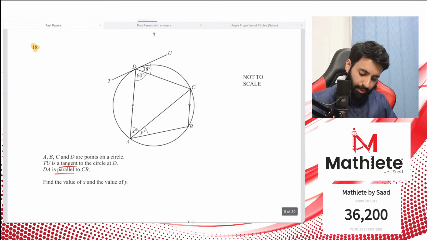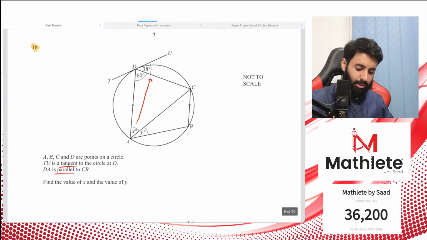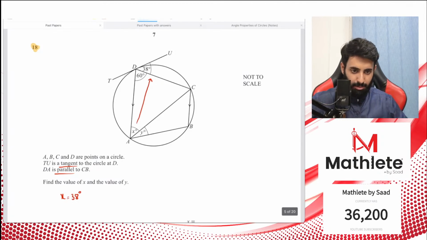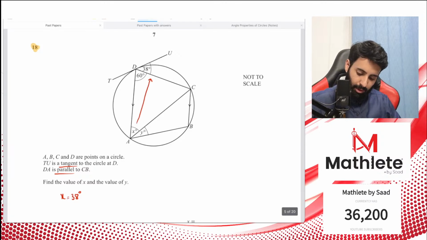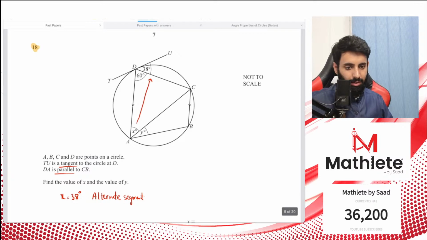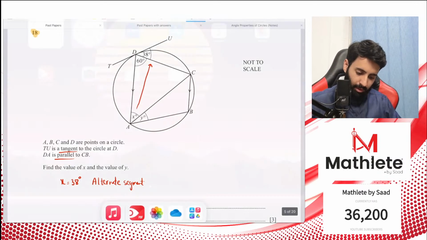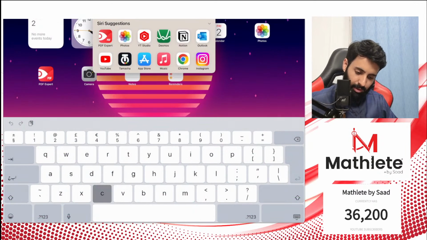Now, if you look at angle x, this is a property that's not very frequently tested, but it's a property nonetheless. So x will actually be equal to 38 degrees. And you know what this property is called? This property is called alternate segment. You can call it alternate segment, or you can call it the chord and tangent property. Now I'll show you what this property looks like quickly.